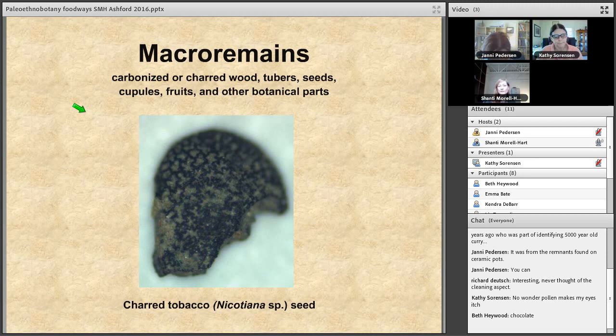This will include all sorts of things: tubers, seeds, fruits, other botanical parts. What I've got pictured here is a seed from tobacco. These are really, really, really tiny. They look like just little specks of dust in your hand, but under the microscope, they're very, very distinctive. They have, if you see on there, the sort of puzzle piece pattern on the exterior, what we call the testa of the seed. So very helpful for identification.